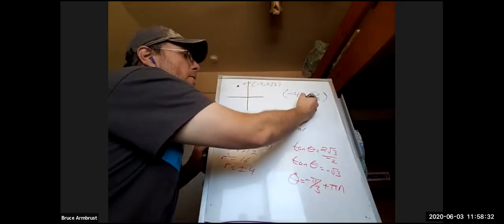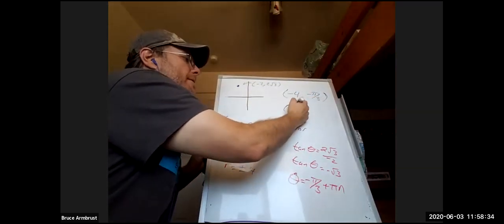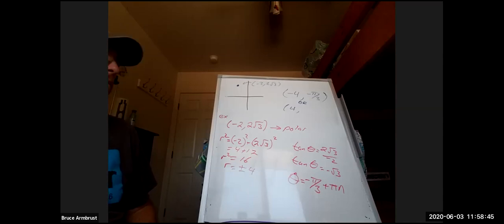Okay, so I'm going to put or, because here's another way we could represent that point. What if I went with a positive r? So what if I chose r equaling 4? What angle could I use now? Because it certainly isn't minus pi over 3. And you have lots of choices.